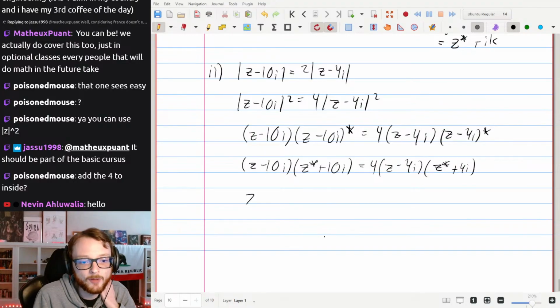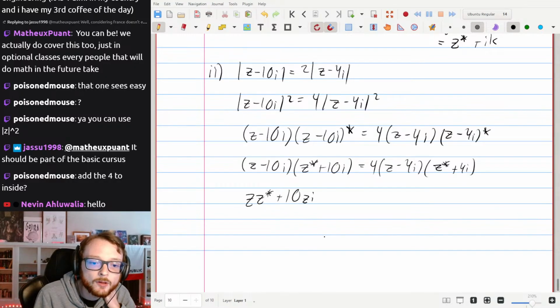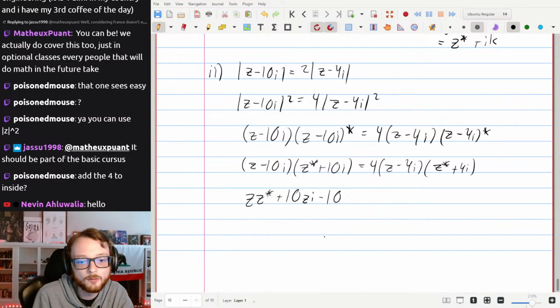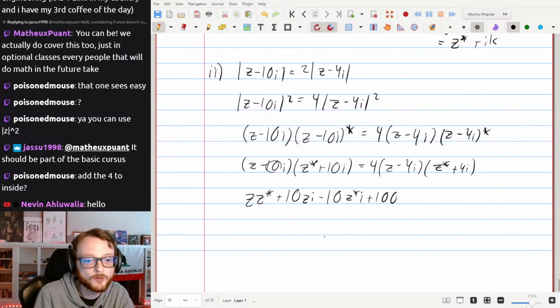So multiplying on the left-hand side, z conjugate plus 10zi minus 10 z conjugate I plus 100, because 10 times 10 is 100. There's a negative and there's an I squared.